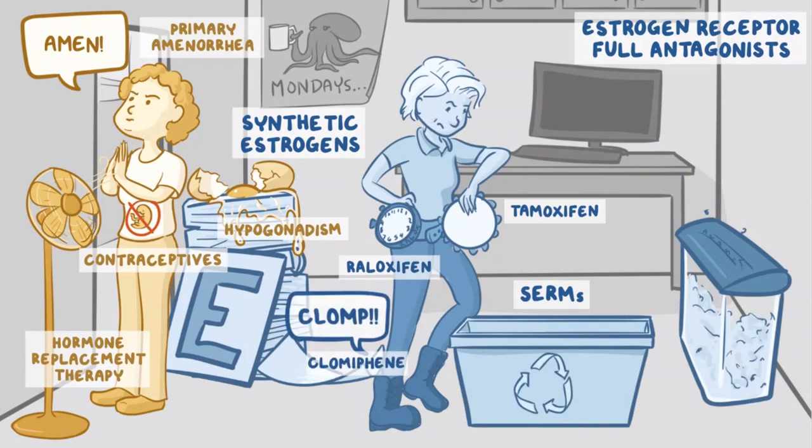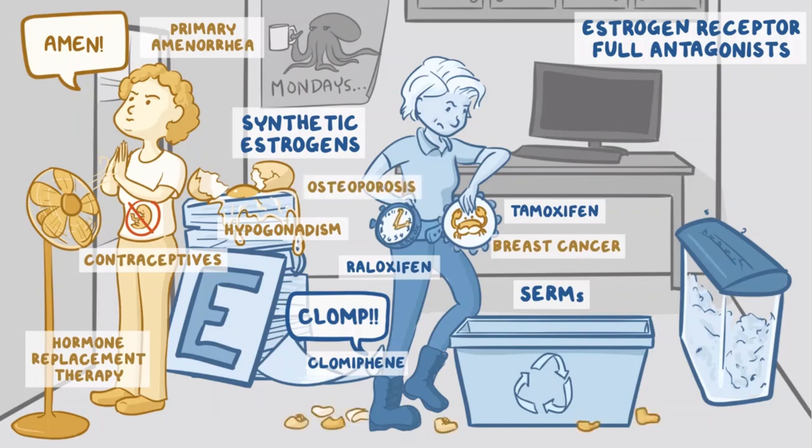indications, the tambourine has a picture of a crab wearing a bra to represent breast cancer. The hands on the Ralox are little bones to represent osteoporosis, and there's a bunch of little baby boots scattered around the ground since clomiphene treats infertility.